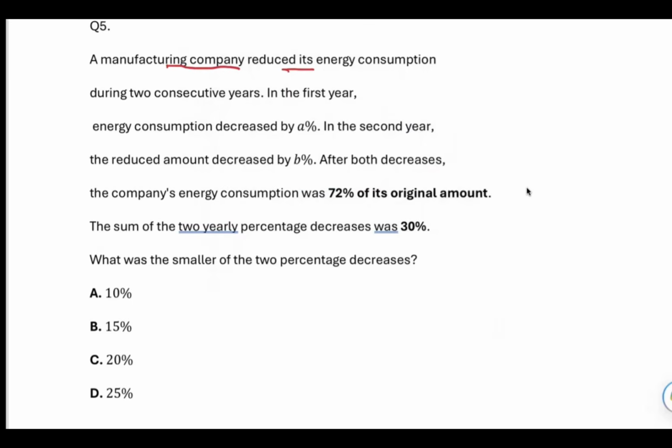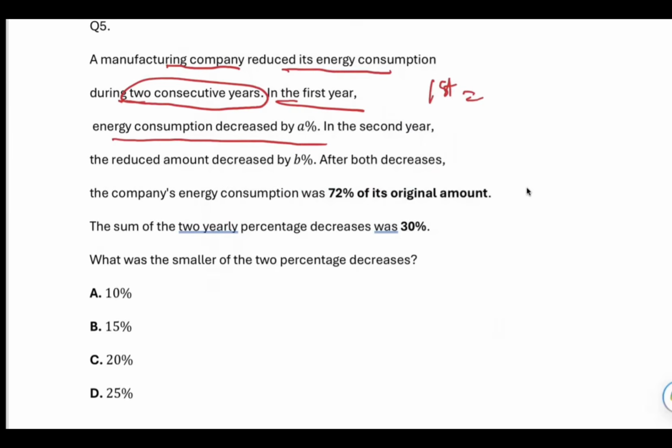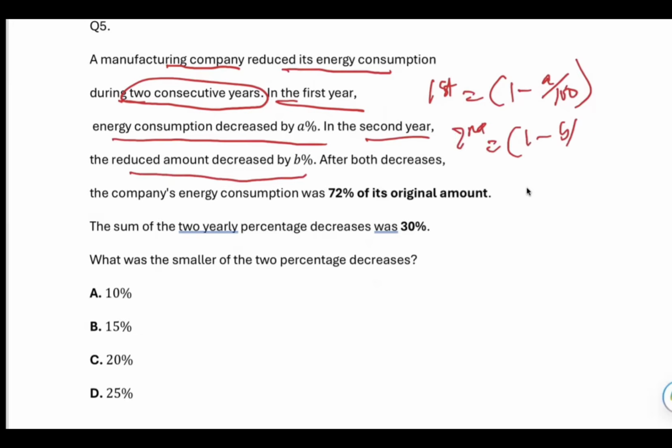A manufacturing company reduced its energy consumption during 2 consecutive years, so 2 years. In the first year, the energy consumption decreased by A%. So for the first year, 1 minus A over 100 is what is going to apply, because it's a decrease, not an increase. In the second year, the reduction is by B%. So the second year is 1 minus B over 100. Both decrease the company's energy consumption by 72%.